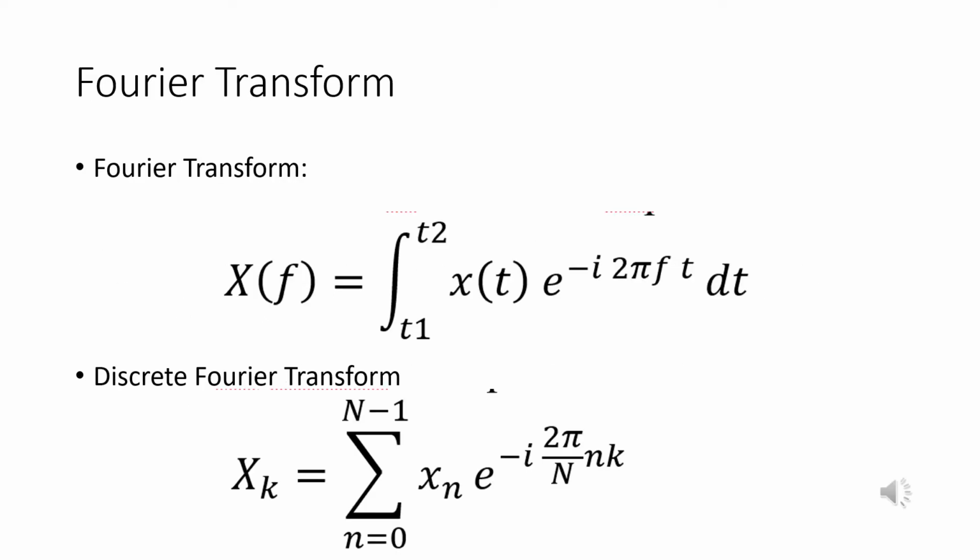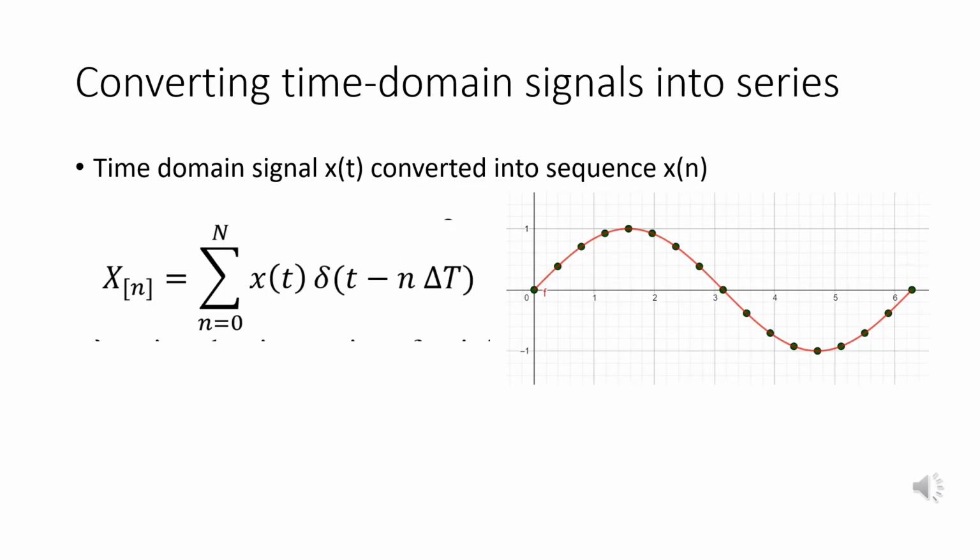Fourier transformation is shown in the following equation: continuous Fourier transformation and discrete Fourier transformation. x(t) is the time domain signal, and X(f) is the result of the Fourier transform in the frequency domain. Converting the time domain signal into a data series is done by multiplying the time domain signal x(t) with the impulse function series delta(t minus nT).